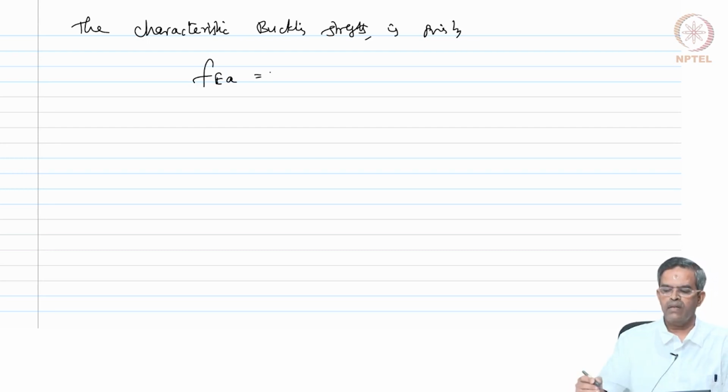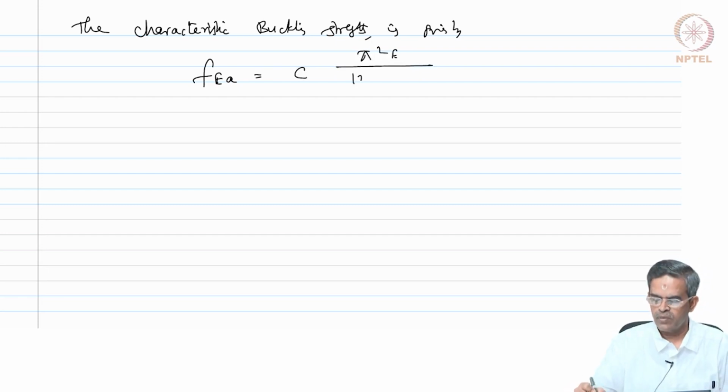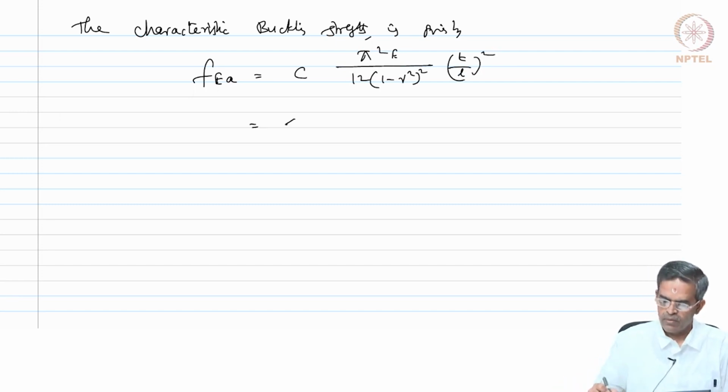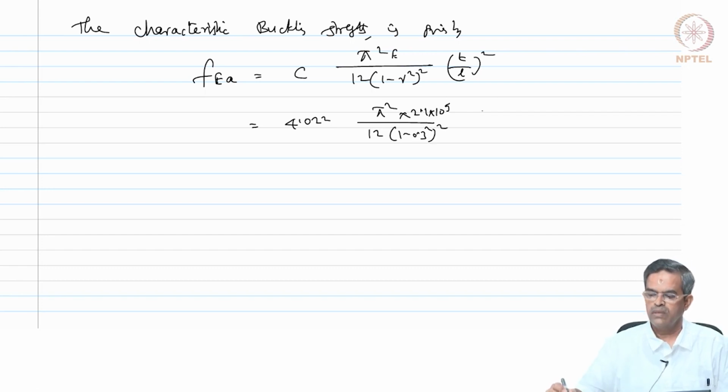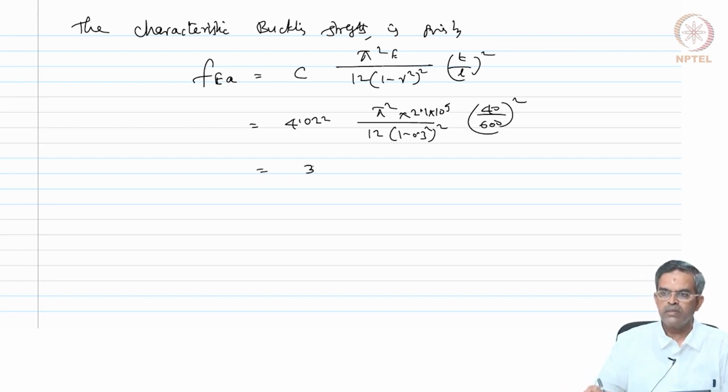FEA under axial is C times pi square E by 12 (1 minus nu square) the whole square, T by L the whole square. So, this will become 4.022 times pi square, 2.1 10 power 5, by 12 (1 minus 0.3 square), 40 by 600 the whole square, which now becomes 3392.78.